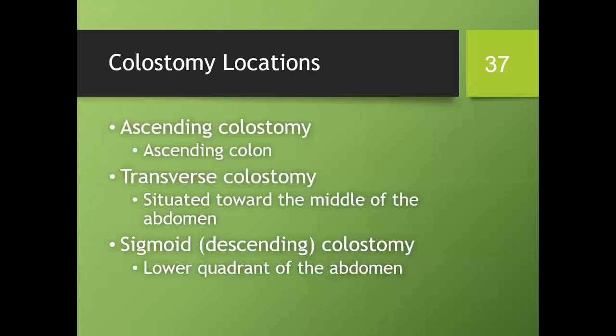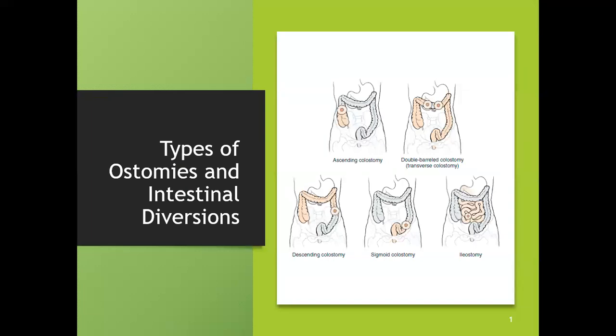Colostomy locations. Ascending colon is where we'll put the ascending colostomies. Transverse colostomies are situated toward the middle of the belly, and then a sigmoid or descending colostomy is usually in the lower quadrant of the abdomen, usually lower left. Types of ostomies and intestinal diversions.